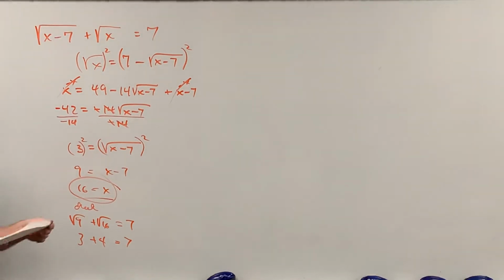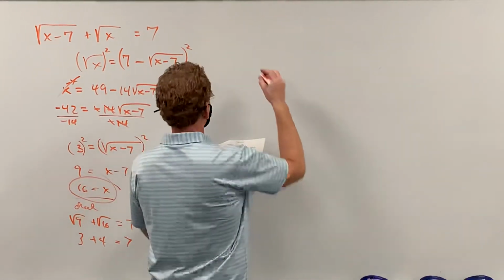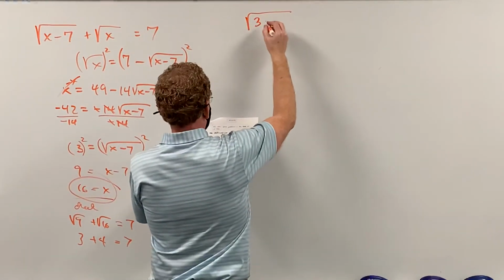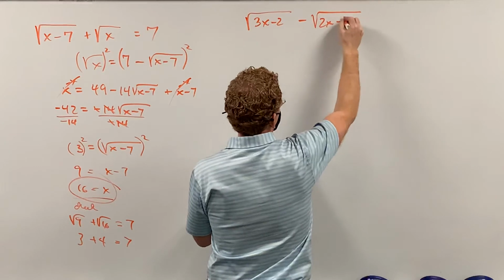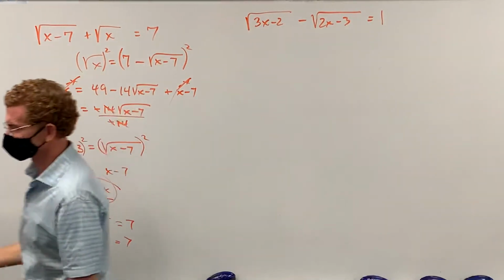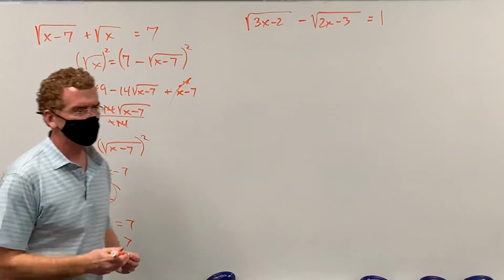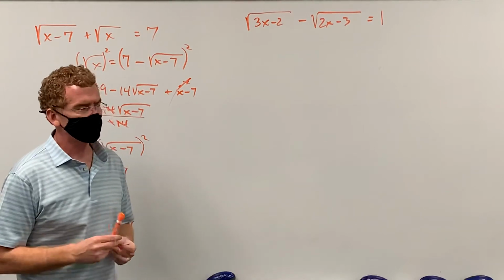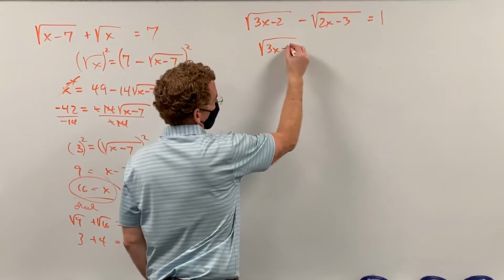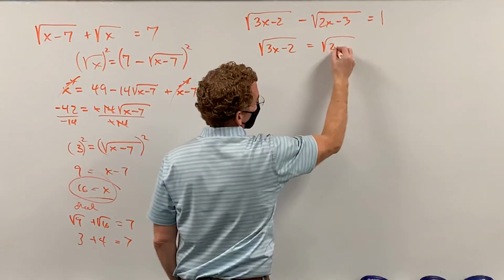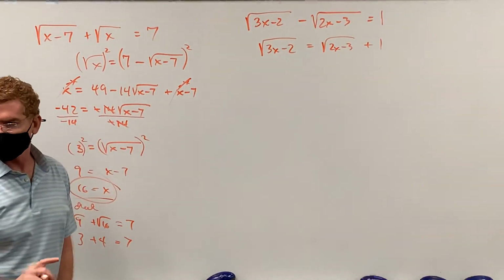Okay, so here is as nasty as you will see. Something like this. So check out another one similar. 3x minus 2, 2x minus 3. What do you want to do? Isolate the 3x minus 2. Get this one by itself. So move the other one over. That's going to make it positive. The 1 stays positive. And then square both sides.